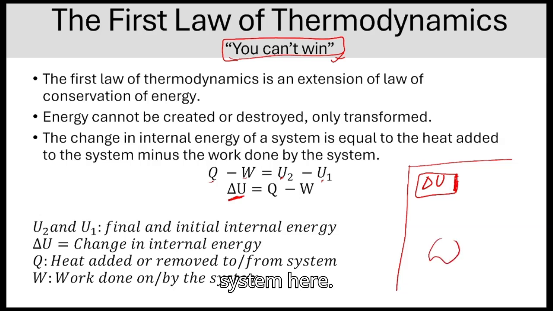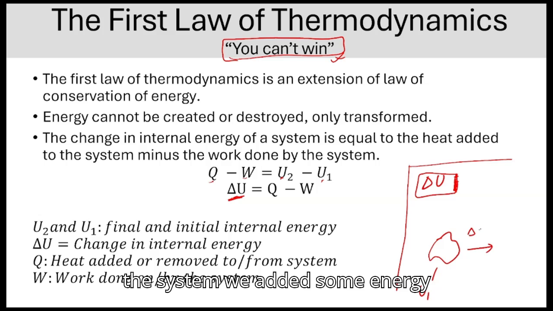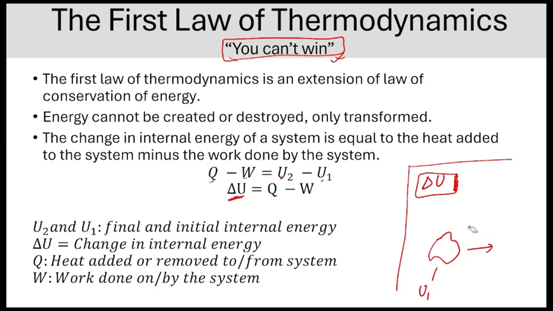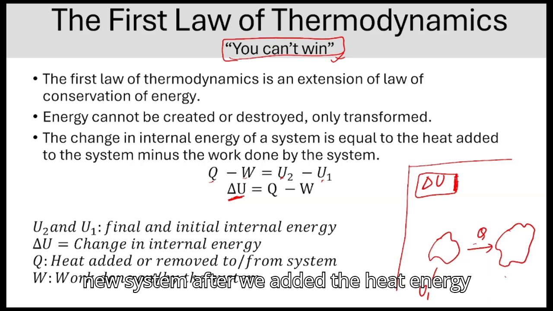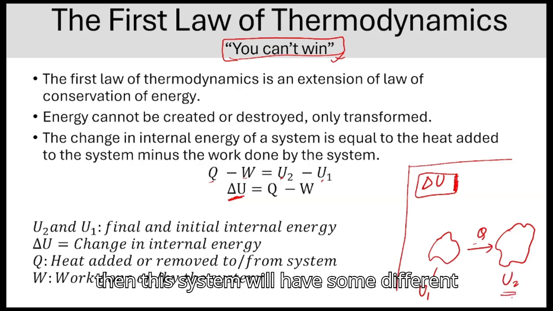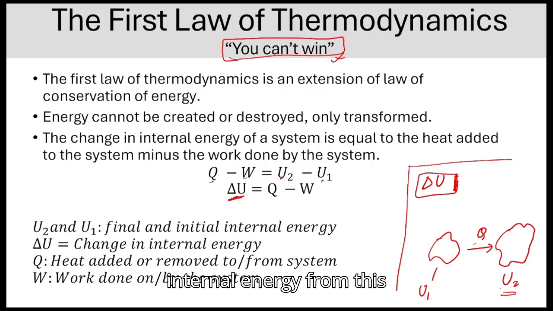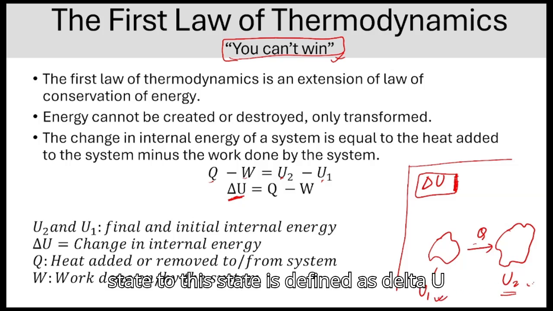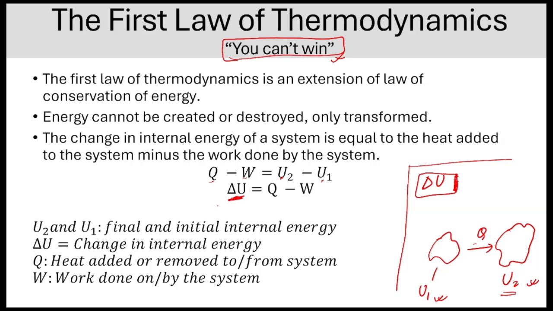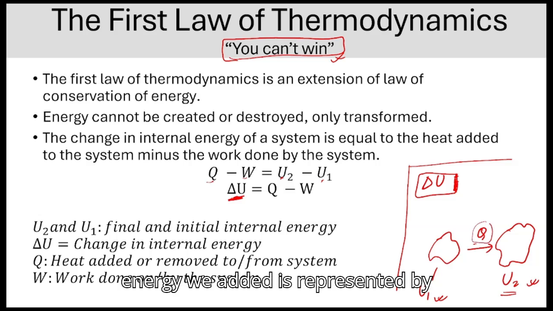For example, we have a system here, and the internal energy in this state is U1. Then in the system we added some energy, and say this is our new system. After we added the heat energy, this system will have some different internal energy, and the change in internal energy from this stage to this stage is defined as delta U. And the heat energy we added is represented by Q.